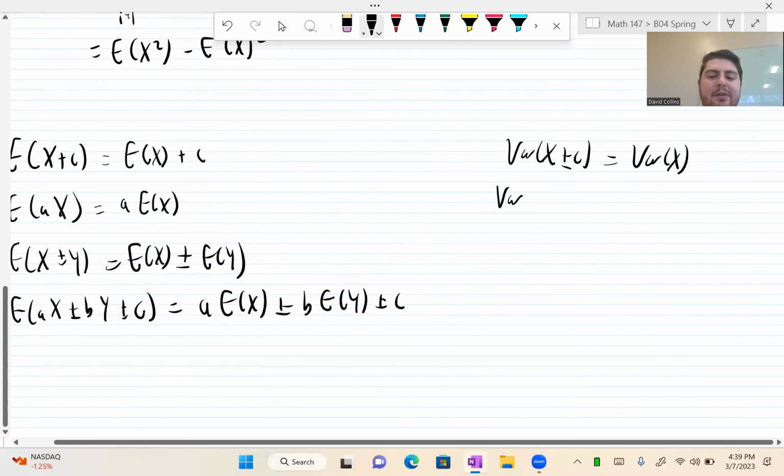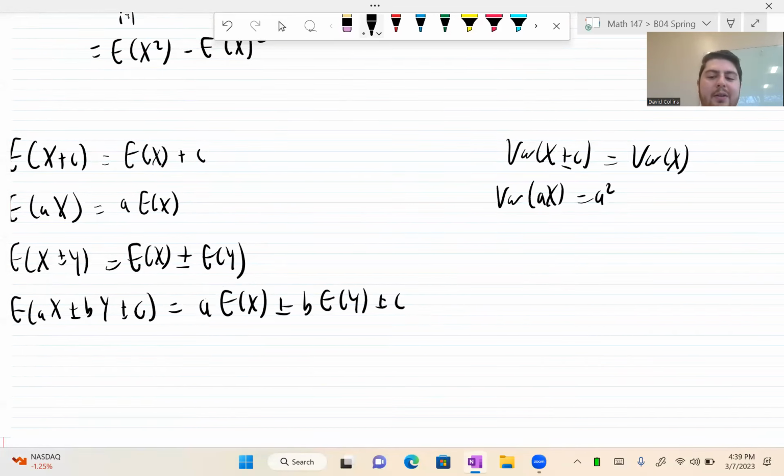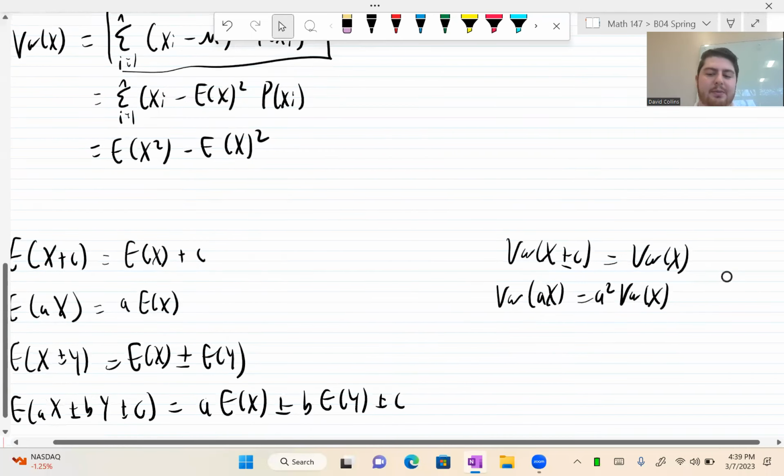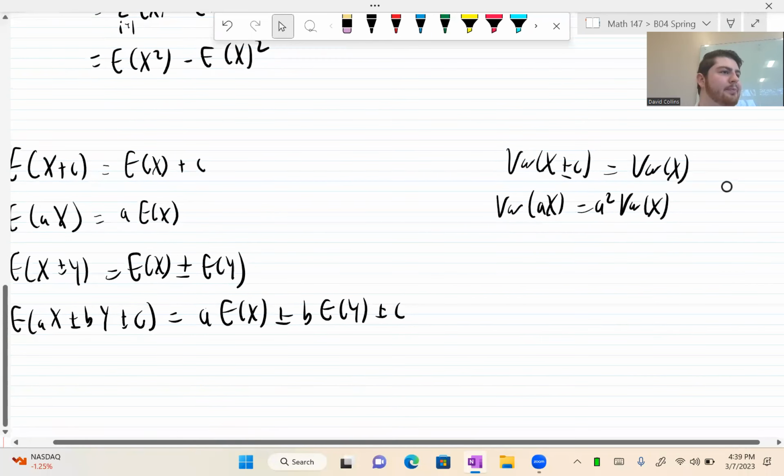Next, the variance of a times x is a squared times the variance of x. Again, that's because there's a square in the variance formula. Everyone good so far?